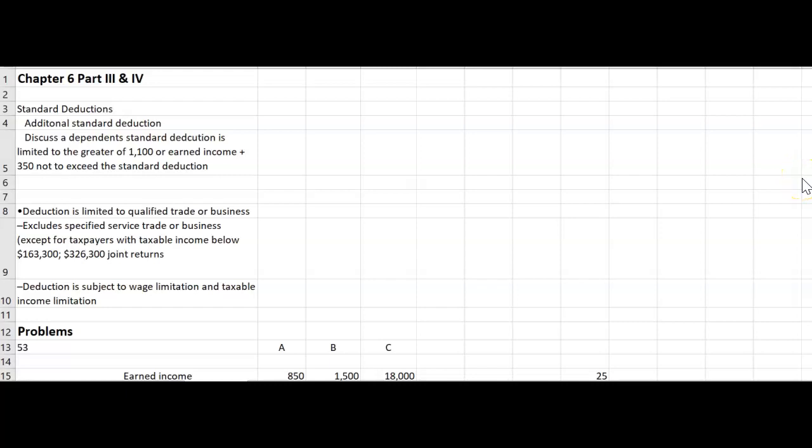I would now like to go over the remaining information in Chapter 6, and the first one is the standard deduction pertaining to dependents. The standard deduction for dependents is limited to the greater of $1,100 or earned income plus $350, not to exceed the standard deduction.